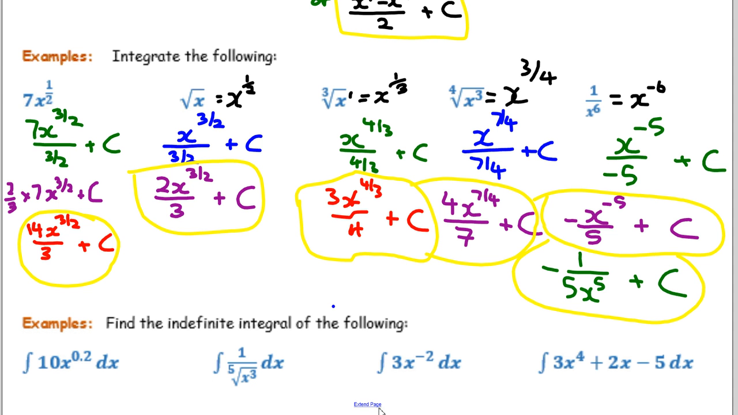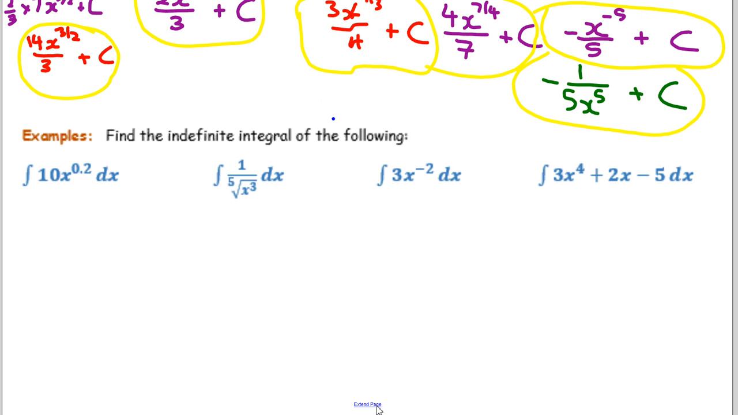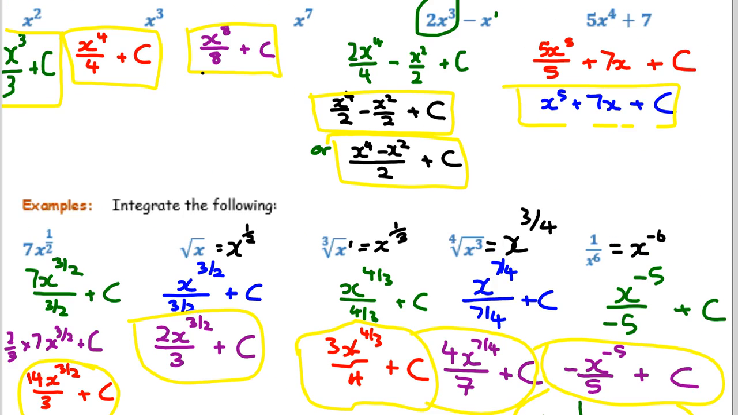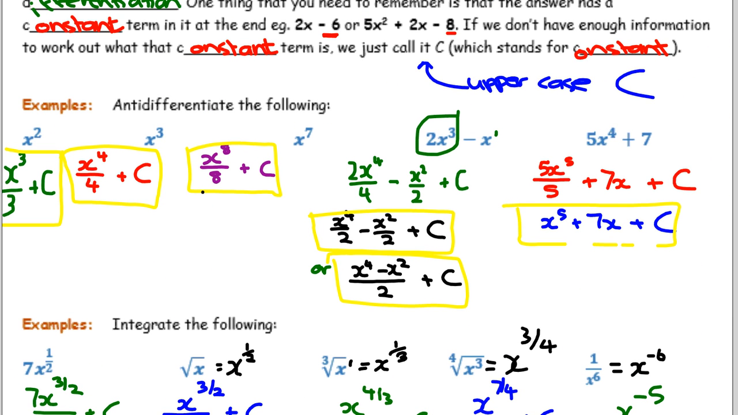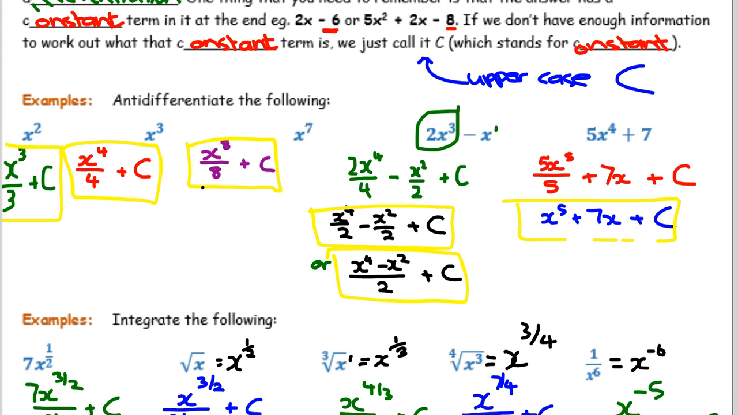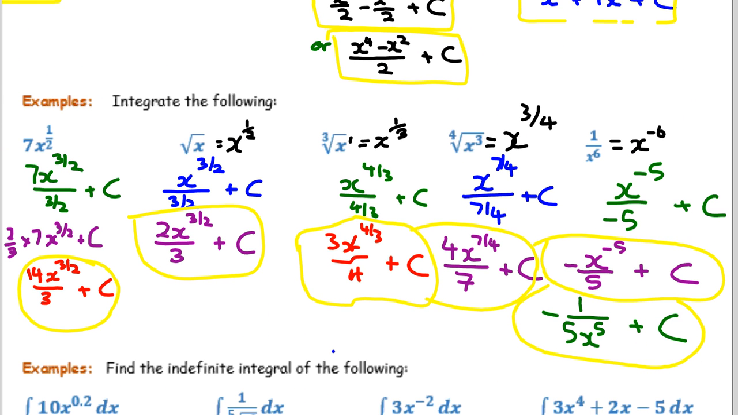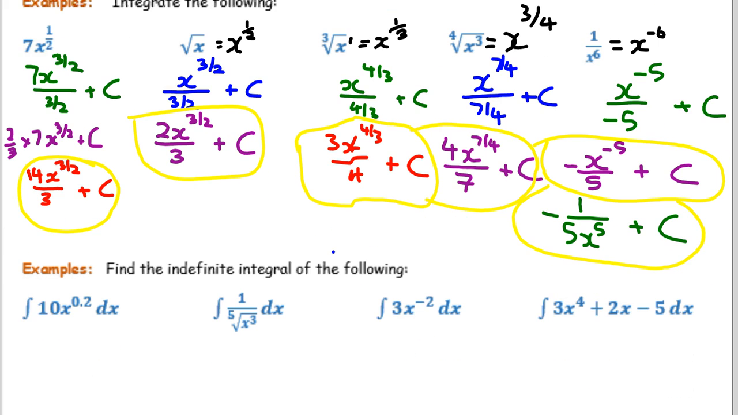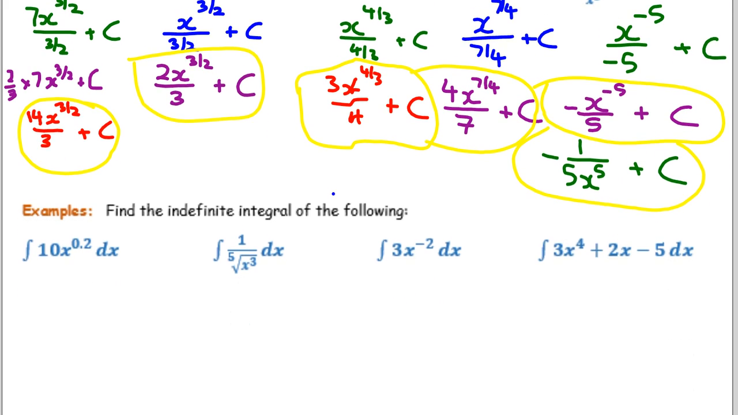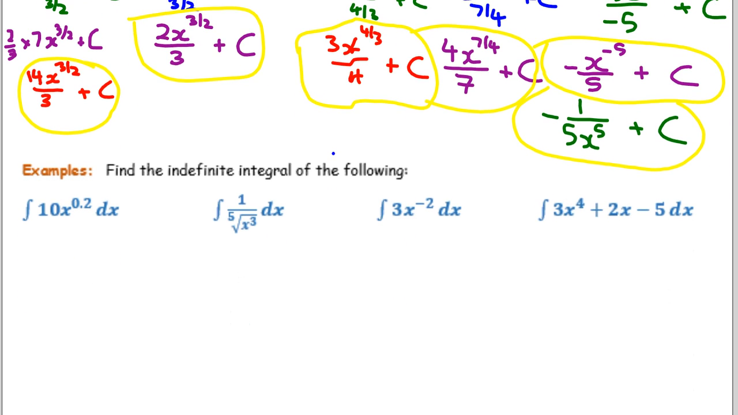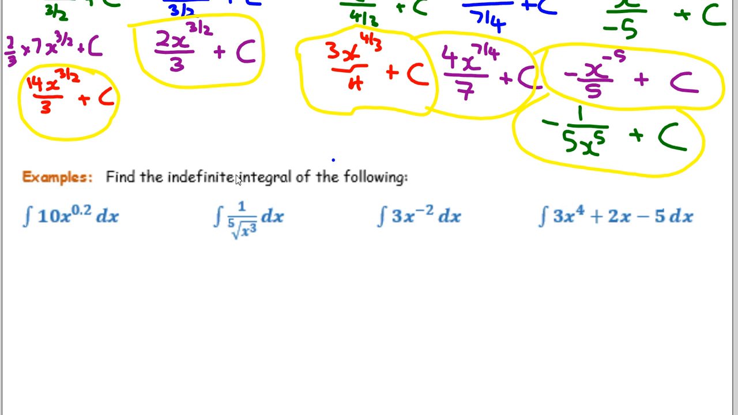So see, I've showed you two different ways of asking the same thing. The first one I said anti-differentiate the following. Then in the next one I said integrate the following, just showing you the different words we can use. I didn't use that funny symbol yet. And then in this one I said find the indefinite integral of the following. The indefinite integral just means your answer is just going to have plus c in it.